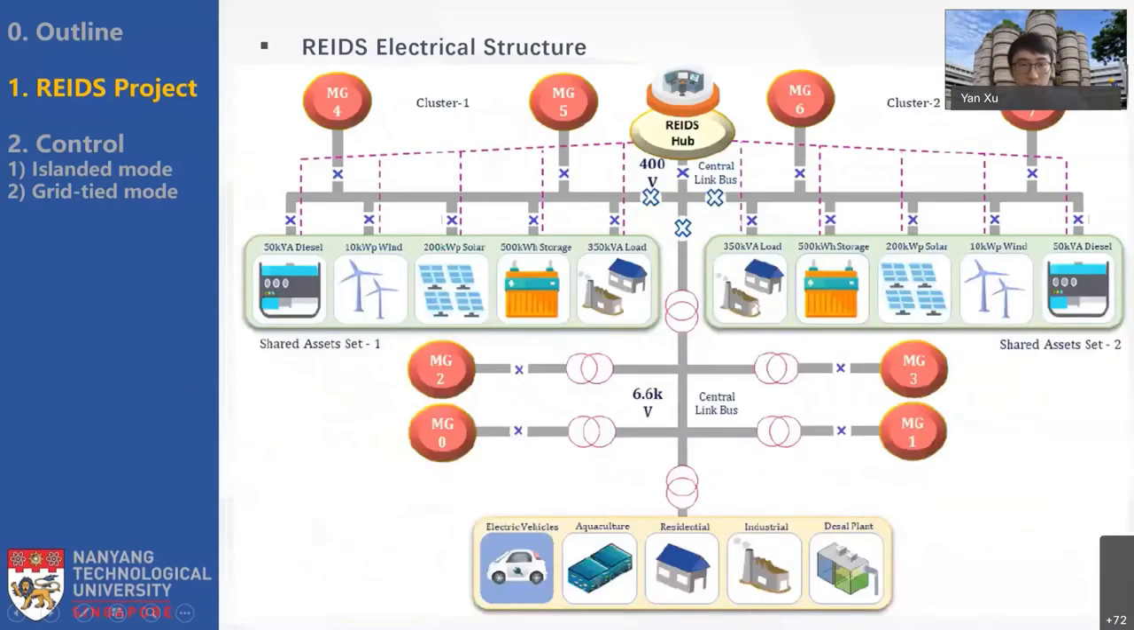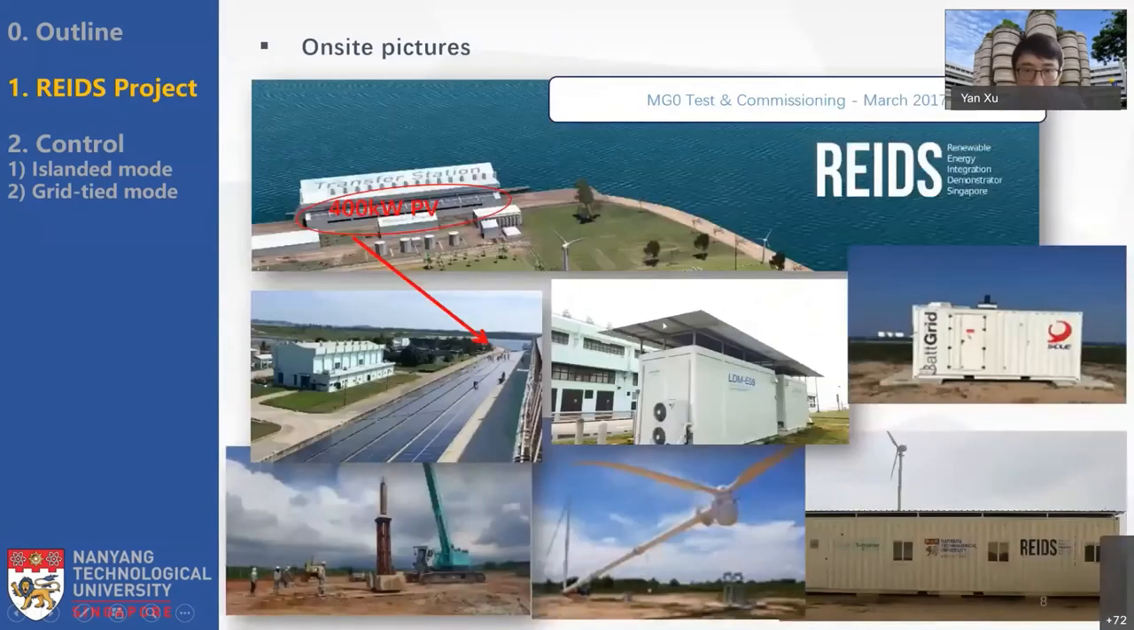Okay, so this is the electrical infrastructure of the hybrid network microgrid system. You can see we have a total of 8 sub-microgrids. Microgrid 0 is owned by our university. All of the sub-microgrids are interconnected through this 6.6 kilovolt linkage bus. Some on-site pictures, you can see we have a solar PV, energy storage system, etc. This is a small wind turbine, but I need to highlight that this is the largest wind turbine in Singapore, because we are located at the equator, so we don't have a lot of wind resources. So this wind turbine is a low-speed wind turbine.